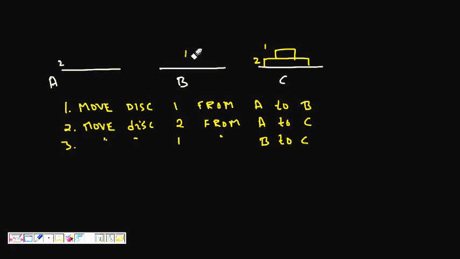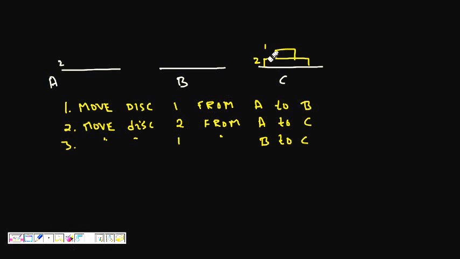So now we are done, and in 3 steps I could move two disks from source peg A to destination peg C, using B as an intermediate peg. Okay, now let's try the same problem for three disks.